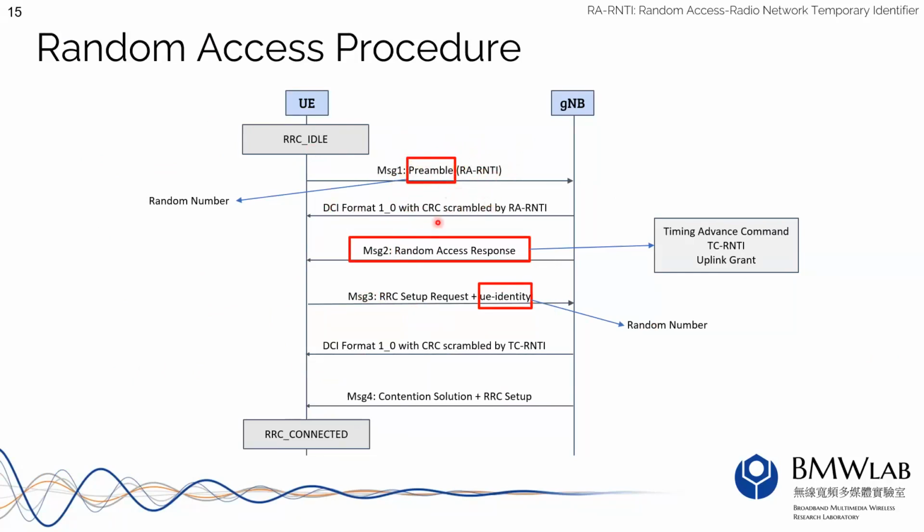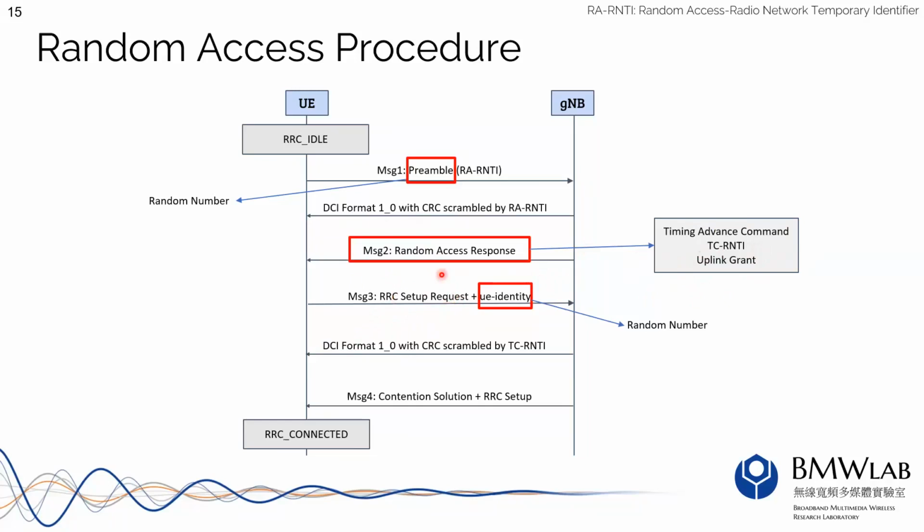Then the gNB will send a DCI, downlink control information, to tell the UE when and where to receive message 2. And message 2 is also known as the random access response, RAR. It contains the timing advance command, the TC-RNTI, and the uplink grant for message 3. And this uplink grant will indicate to the UE when and where to transmit message 3 as well.